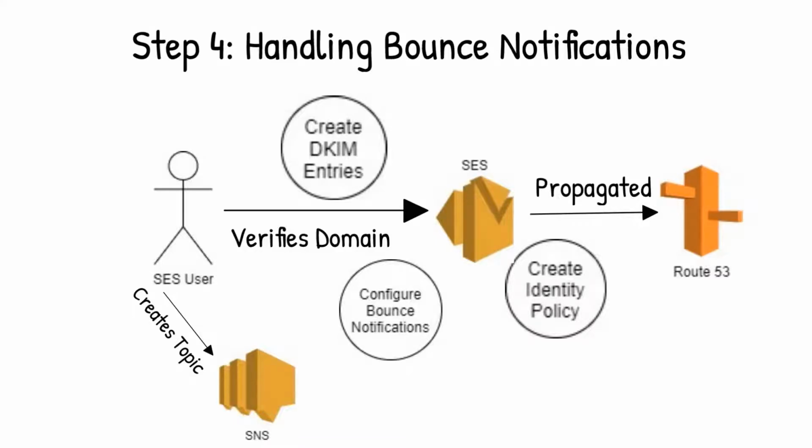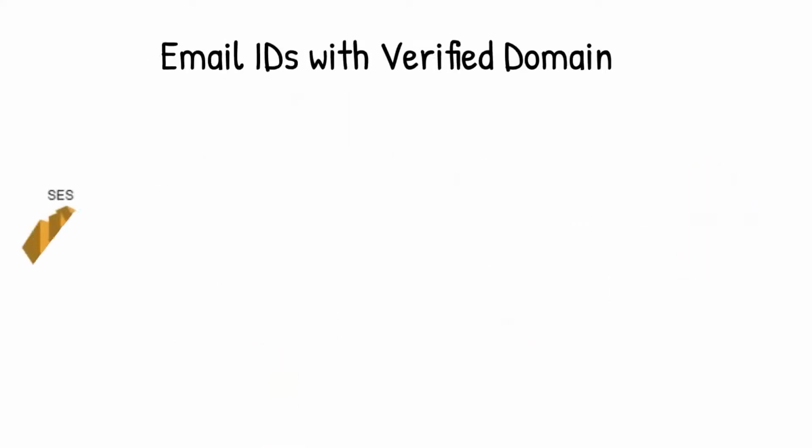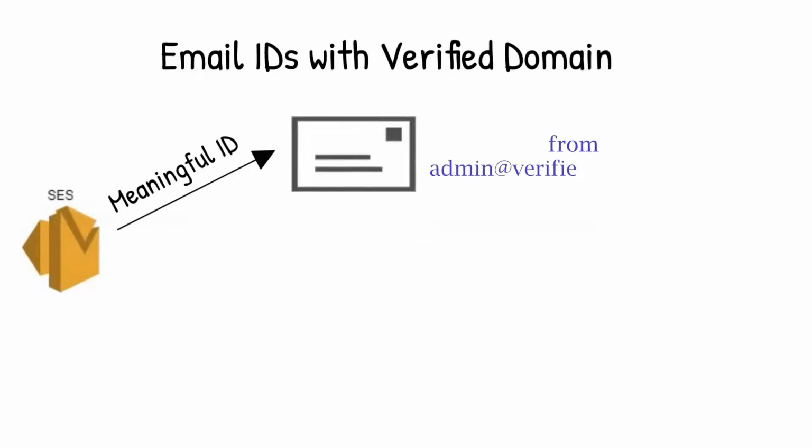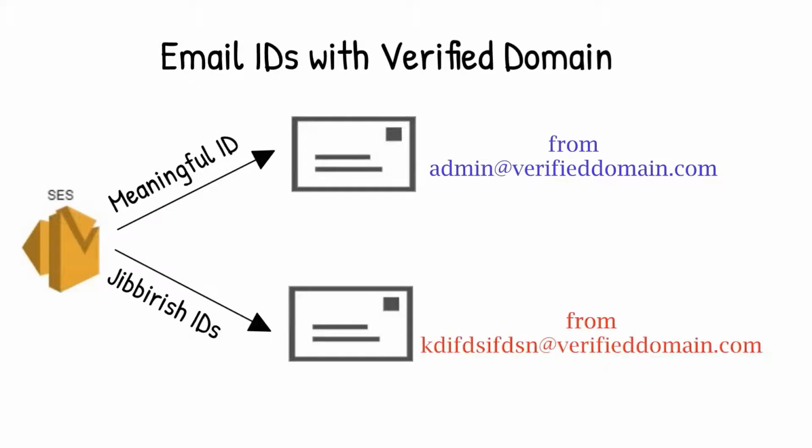A related point to the bounced email topic is that you should add a subscriber who would need to receive notifications with the bounced emails. If you add an email subscriber, then the subscriber has to confirm the subscription. An SMS subscriber doesn't need to authenticate the subscription. Once you have completed this setup, you can start sending emails using SES by creating new email IDs. You can create any email ID with this option, like create a meaningful email ID as admin@verifieddomain.com or any gibberish email ID as shown.